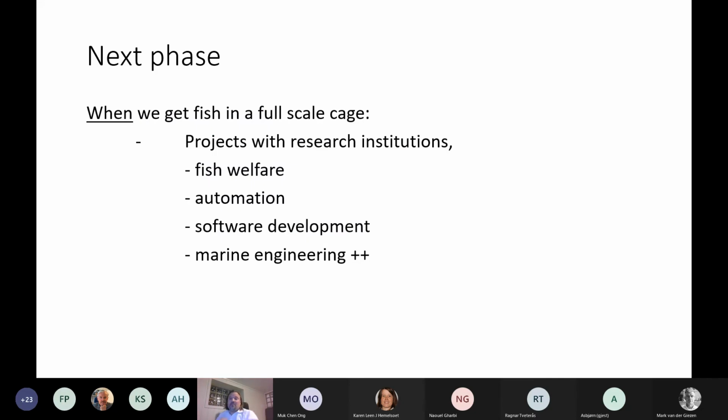In the next phase, when we get a little further with our project and when we get fish in a full-scale cage, we want to have larger projects with research institutions, and we want to look into fish welfare, automation, software development, marine engineering, and lots of other subjects where we would like to cooperate with research institutions. In fact, what we aim to do is use our fish farm as a sea lab where we can utilize some of the available rooms and capacity for researchers, students, and everyone who wants to attend to actually do research with us.